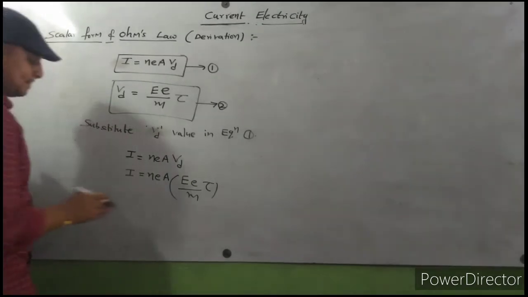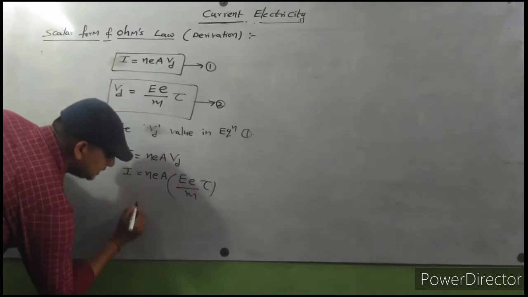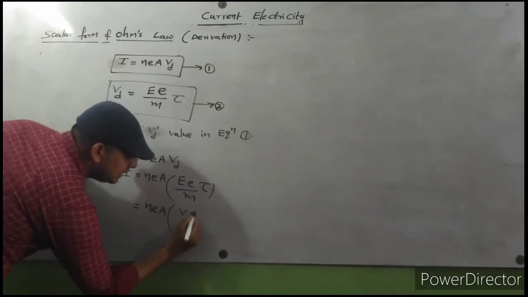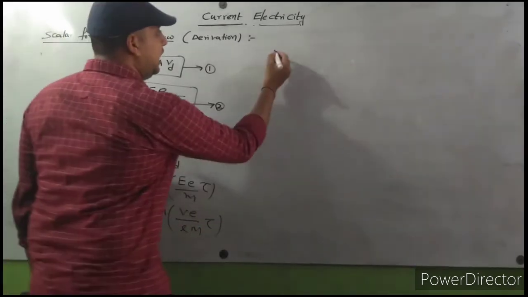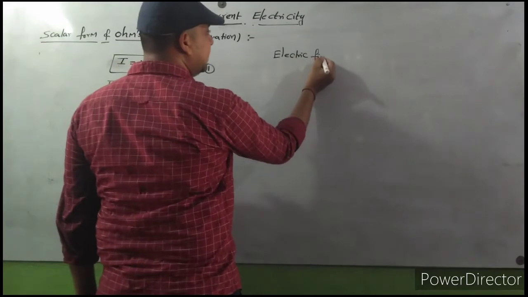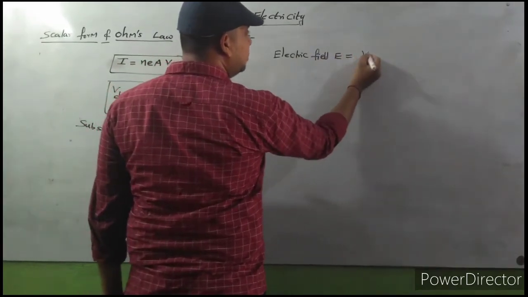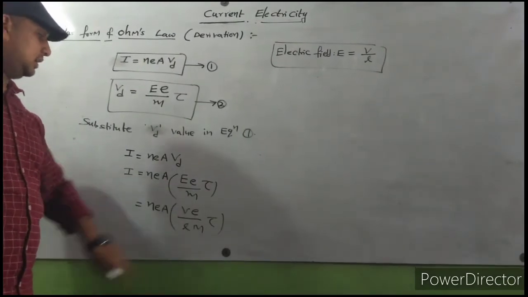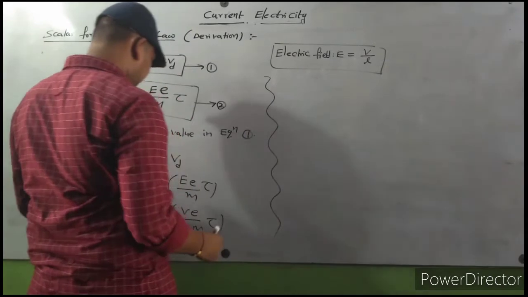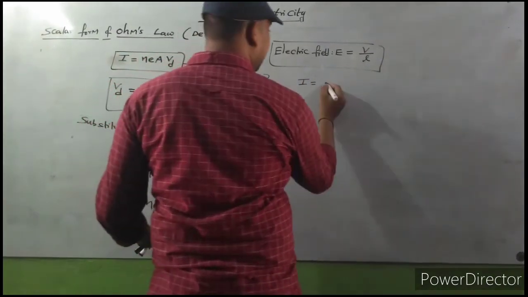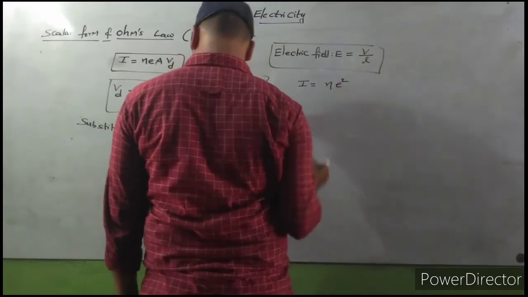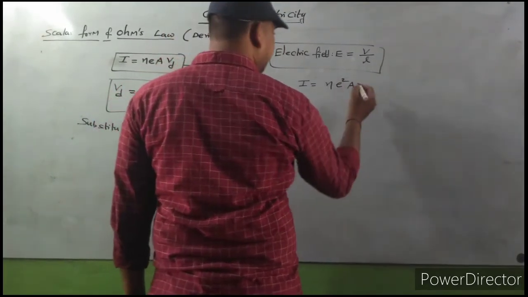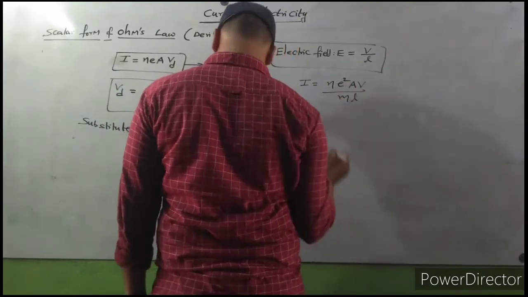So from this we can write this one as NeAVd, into E written as V by L. You know already the electric field E is equal to V by L. Substitute V by L instead of E. So from this what we got: I is equal to N e square A V by m L into tau.